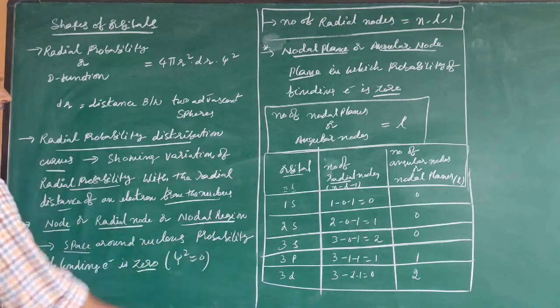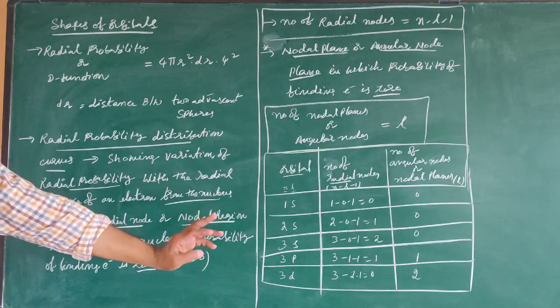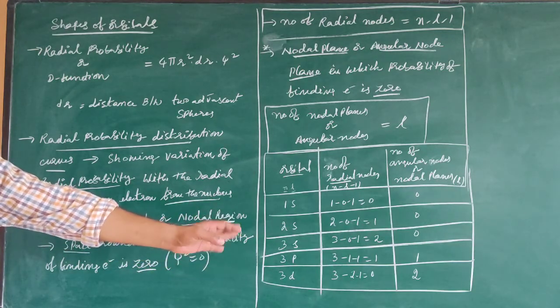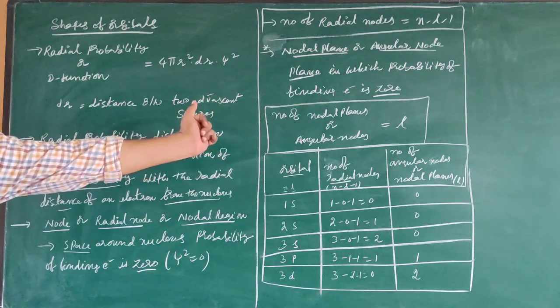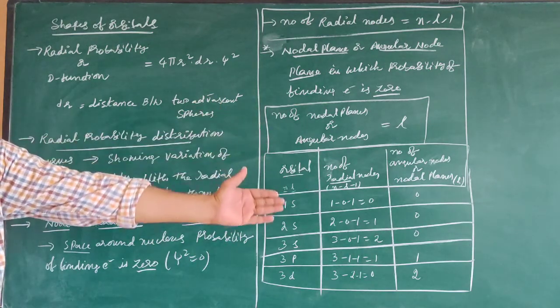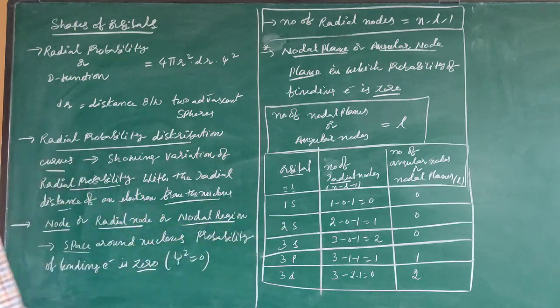For the 3d orbital, n is equal to 3 and L is equal to 2. So 3 minus 2 minus 1 is equal to 0 radial nodes, but the number of angular nodes or nodal planes is 2, because for d, L is equal to 2.